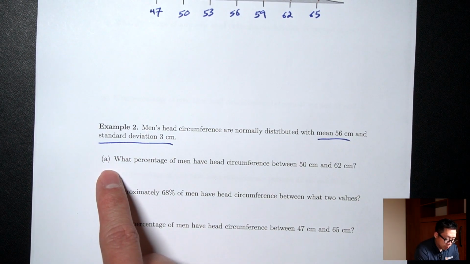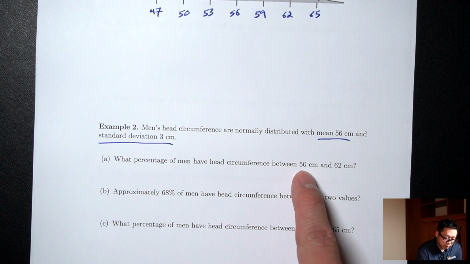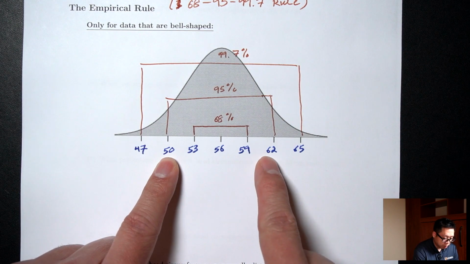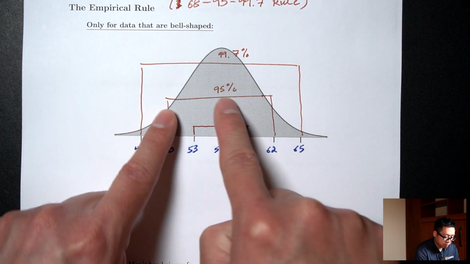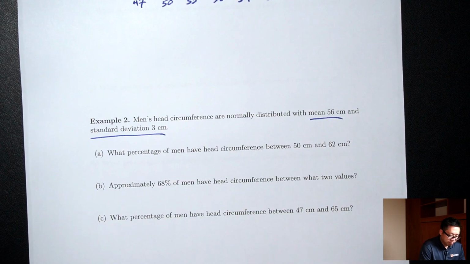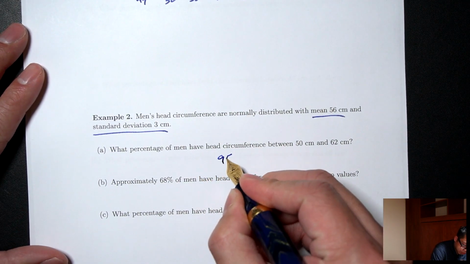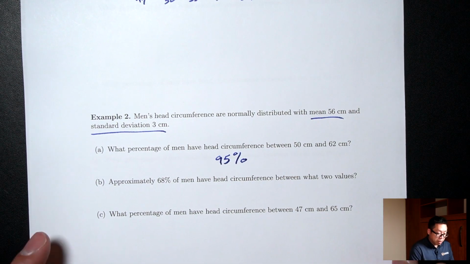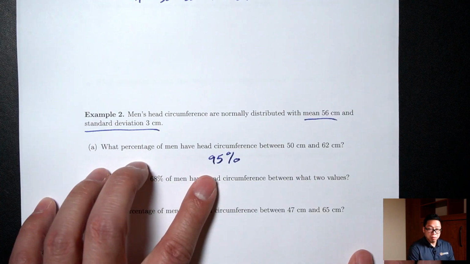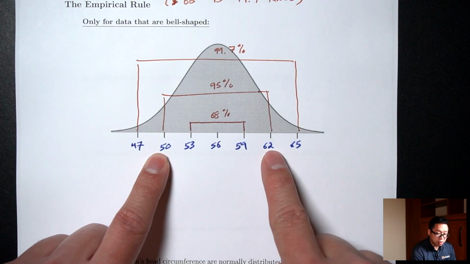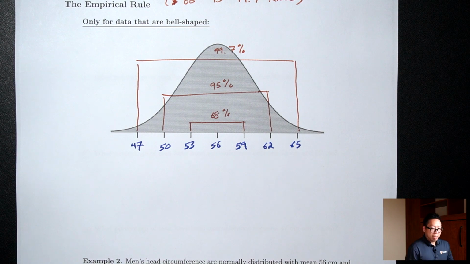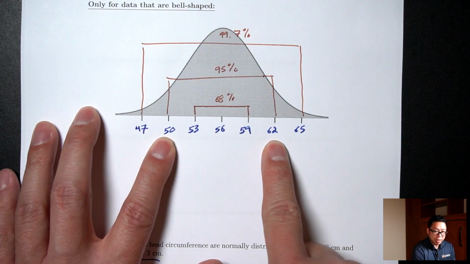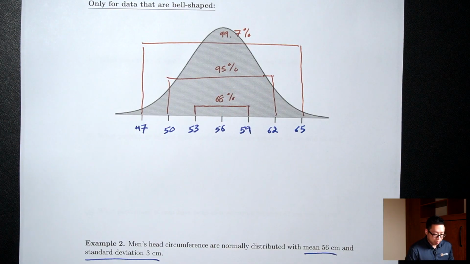Part A says, what percentage of men have head circumference between 50 and 62 centimeters? Here's 50, here's 62. What percent is that? 95%. So if I'm a hat company, I know that 95% of people have head sizes between 50 and 62. So if I'm designing a hat, I have to make sure that my hat fits between 50 and 62, and that will take care of 95% of everybody in the world.